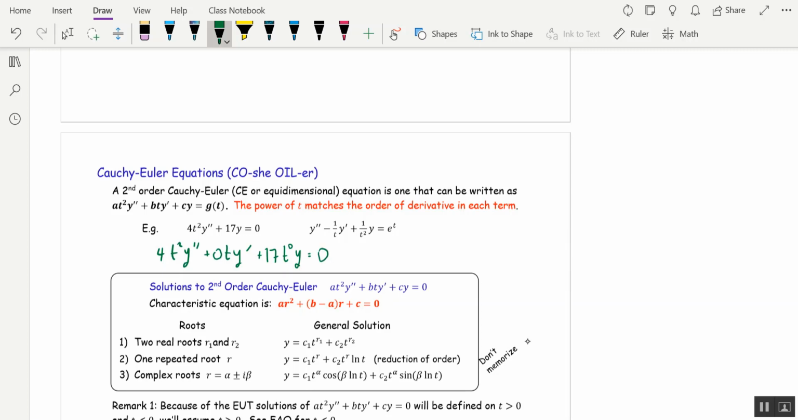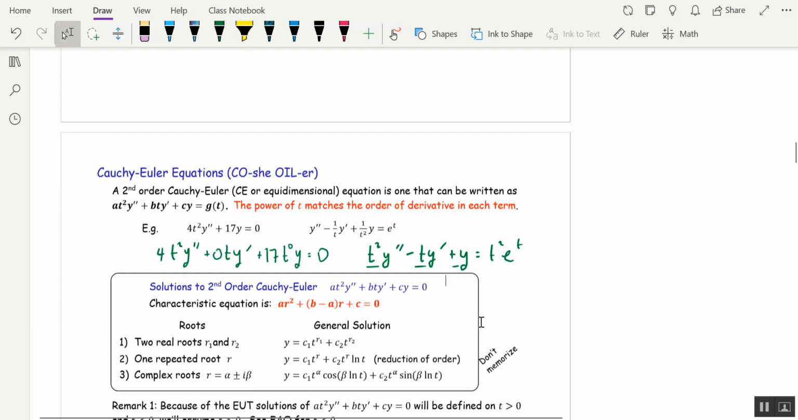So that's Cauchy-Euler. This one doesn't look it at first, but if you multiply the whole thing through by t squared, then it looks Cauchy-Euler. t squared y double prime minus t y prime plus 1 times y equals t squared e to the t. So t squared, t, no t.